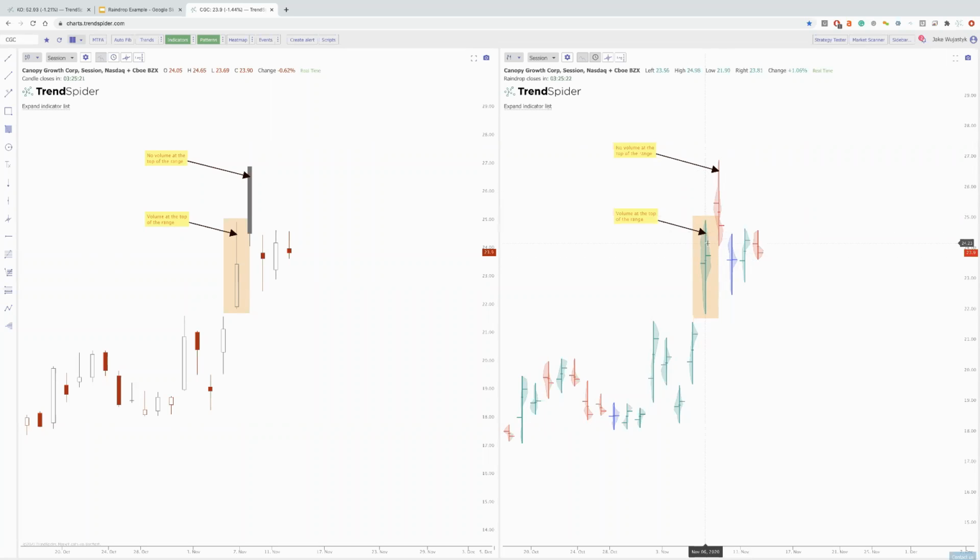This is just a great case study based on the candle here with the wick. Volume was in the wick. We knew that this was likely going to continue up the next day, which it did. And then once this candle formed on earnings, we knew this was pretty weak going into the next day simply because there was no volume at the top of the range.